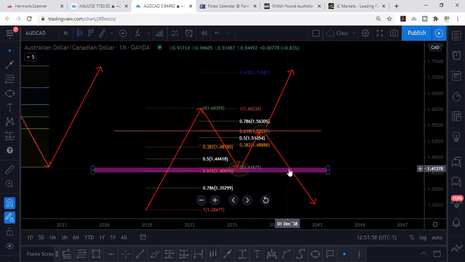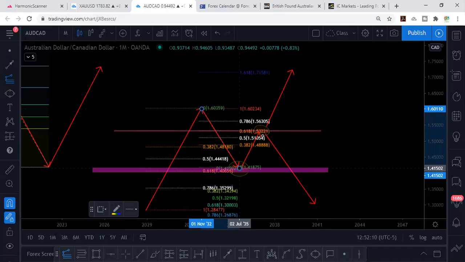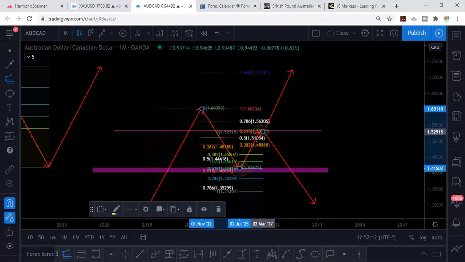Back up. Exactly. Or we sell back down as a continuation of this downtrend, as a continuation of this, from here to here to here. So we'll be selling to somewhere here.